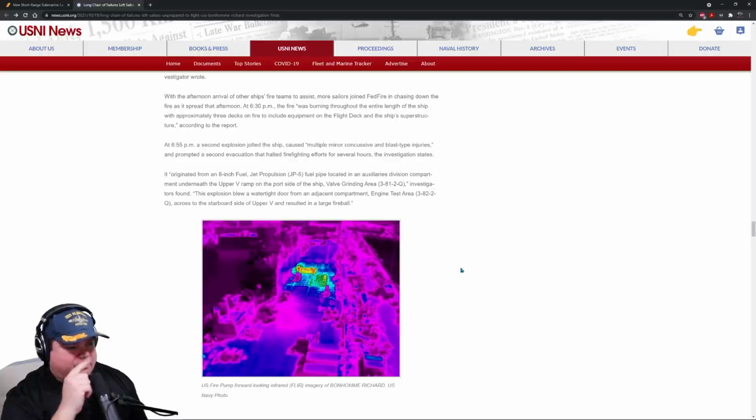It originated from an 8-inch... Okay, so the origination of the fire, it says here, it originated from an 8-inch fuel, jet propulsion JP5, fuel pipe located in the auxiliary's division compartment underneath the upper 5 ramp on the port side of the ship. Valve grinding in the area, 3812Q. Investigators found this explosion blew the watertight door from the adjacent compartment, engine test area. Wow.